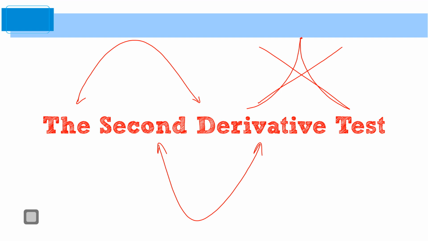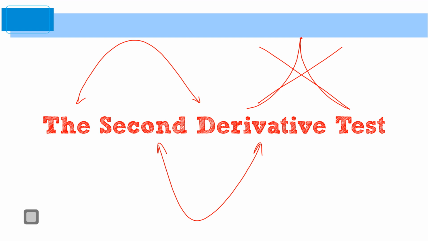If it's an extrema, either a max or a min, and it's concave down, it has to be a max. It's the top of the hill. If it's an extrema and it's concave up, it's got to be a min, which is the bottom of the valley. Does that make sense? Yes? Okay, then you've got the second derivative test under control.